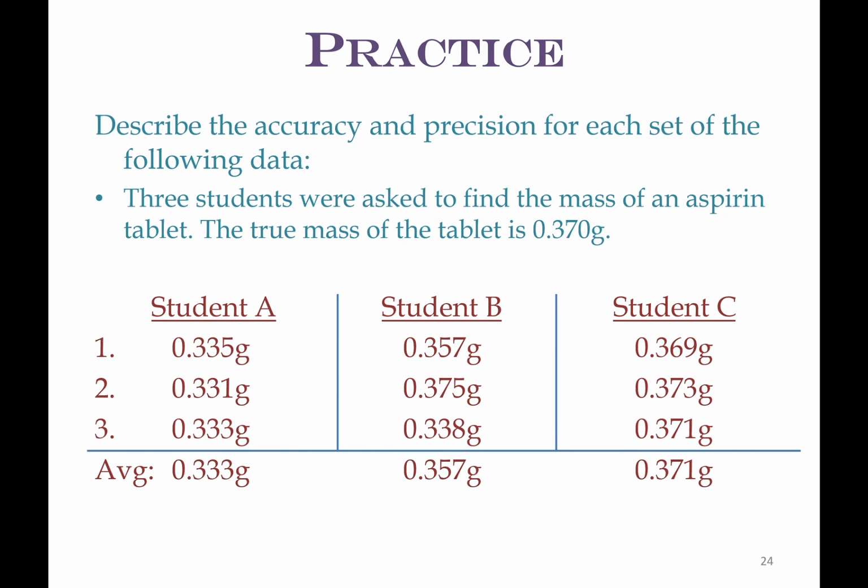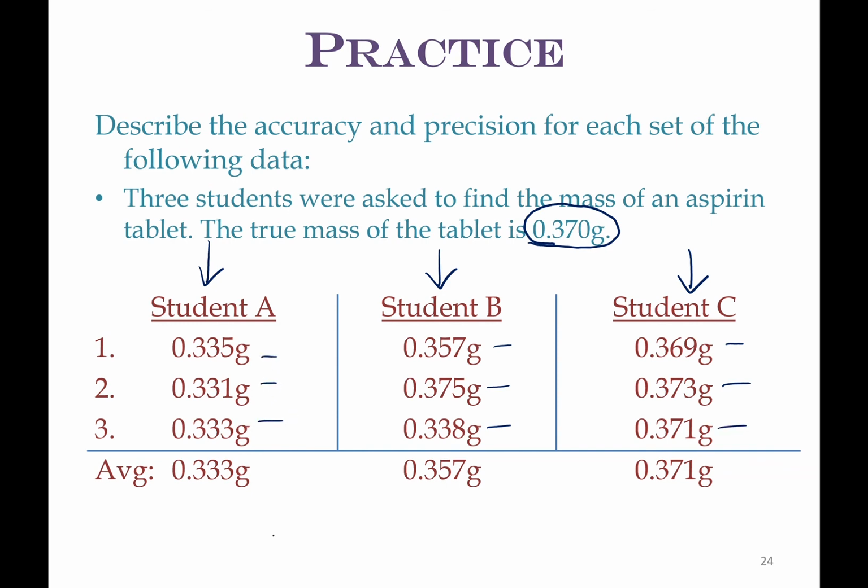Now this is something we might see in chemistry, a set of data. We have a set of data here from student A, here from student B, and here from student C. We are asking them to take the mass of an aspirin tablet. We have determined the aspirin tablet to be 0.370 grams. Student A got 0.335, 0.331, 0.333. Student B got 0.375, 0.375, and 0.338. Student C got 0.369, 0.373, and 0.371.